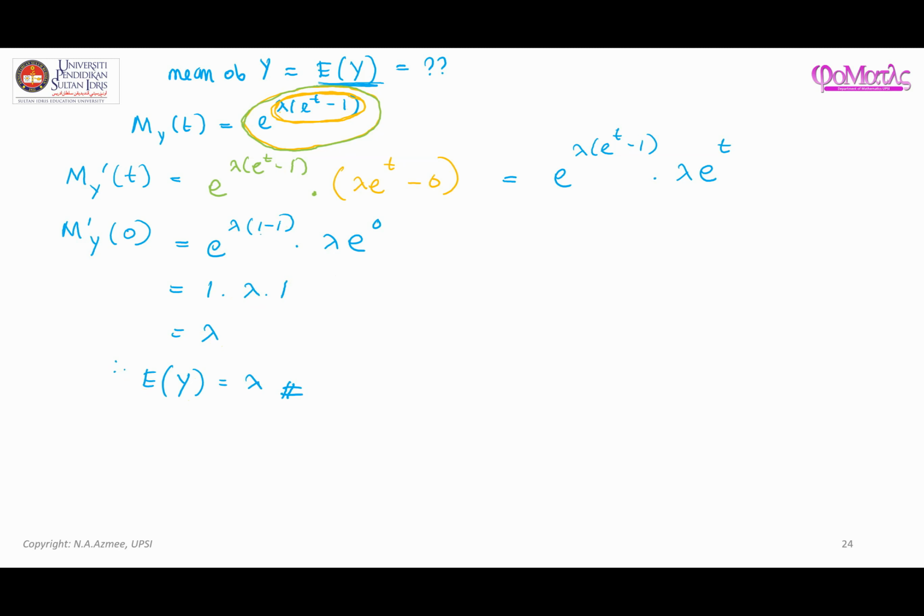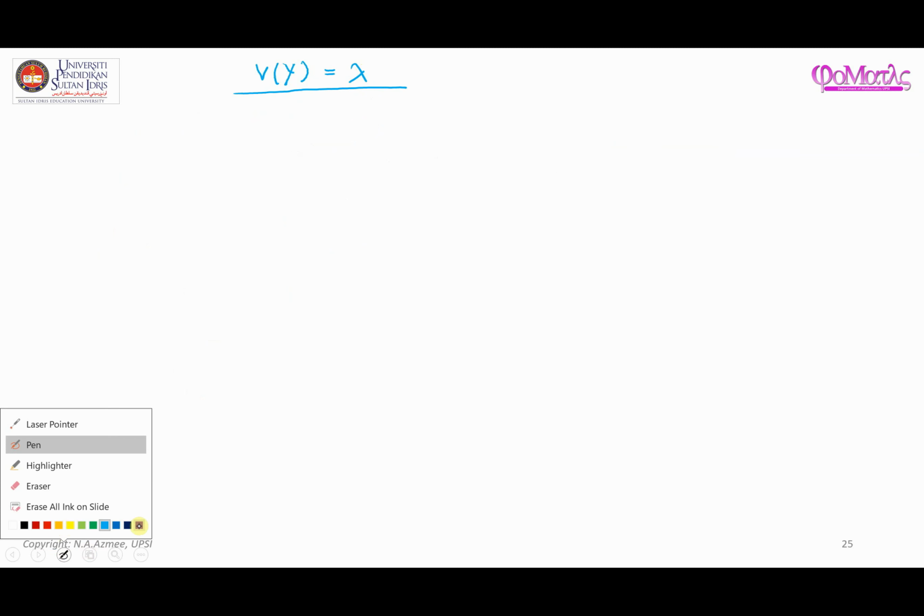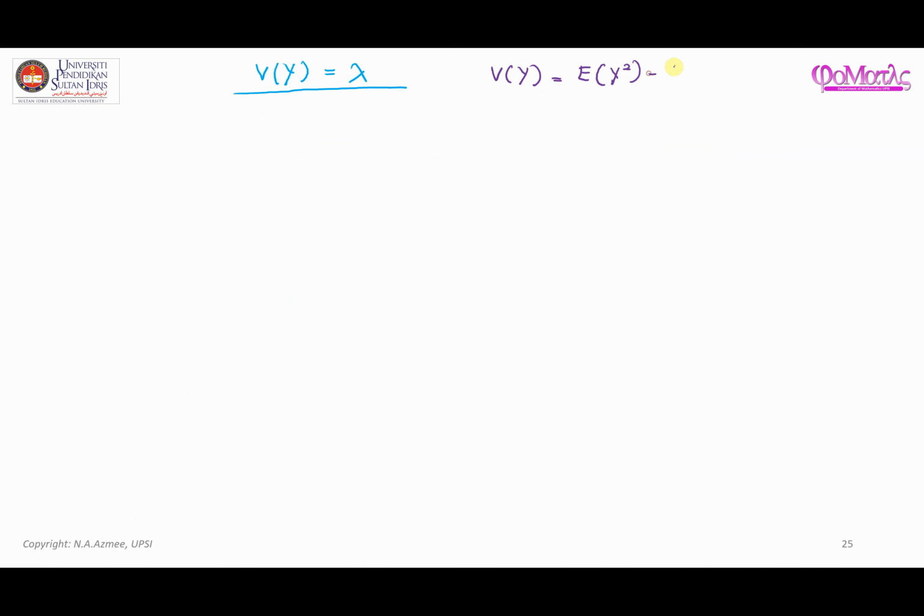Next, we are going to show that the variance of Y is also equal to λ. So this is what we need to show. And we know that the variance of Y can be obtained with the formula E[Y²] minus (E[Y])². Well, the expected value of Y has already been obtained, and so in this part you need to find what this value over here is.